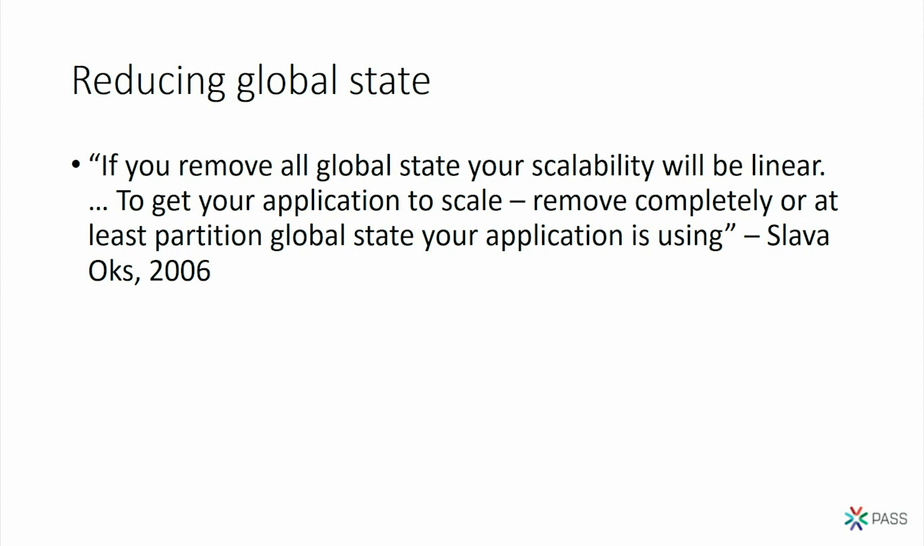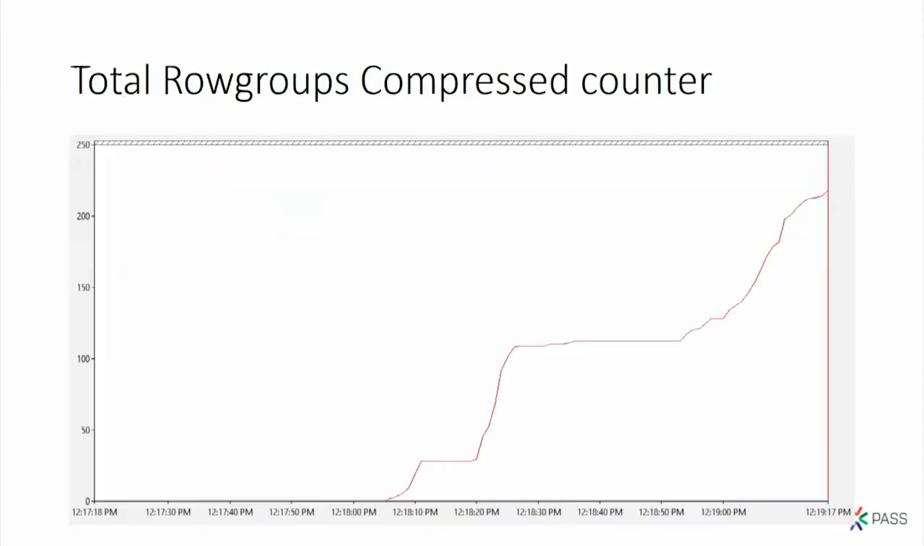So what could that mean for us? I'm going to add a perfmon counter here. The total row groups compressed perfmon counter. And this screenshot starts at the beginning of the workload. So we can see for a long time, about a minute, we don't compress any row groups. Then there's a large spike here.